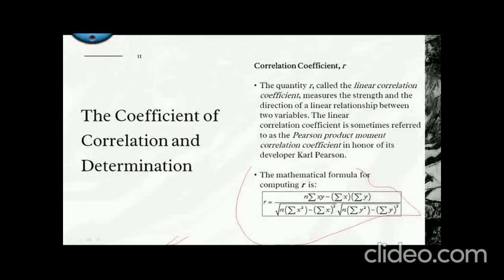The quantity r, called the linear correlation coefficient, measures the strength and the direction of a linear relationship between two variables. The linear correlation coefficient is sometimes referred to as the Pearson product moment correlation coefficient in honor of its developer, Karl Pearson.